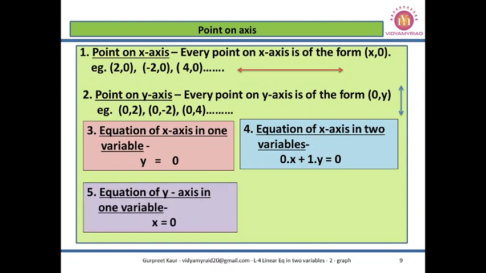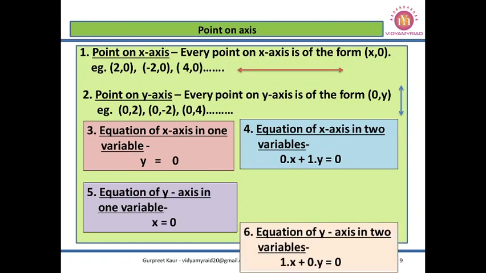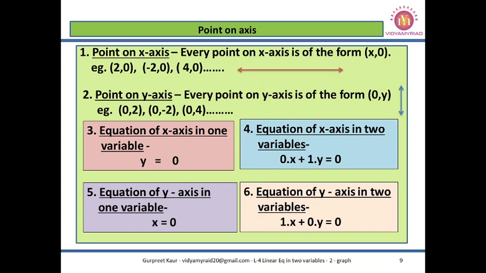Same way, if I want to know the equation of the y-axis in one variable, in case of the y-axis, your x is 0. You have different numbers of the y. Now, if I want to represent the y-axis in two variables, as per the situation, it will be 1 into x plus 0 into y equals 0. Please remember this. This is very important.